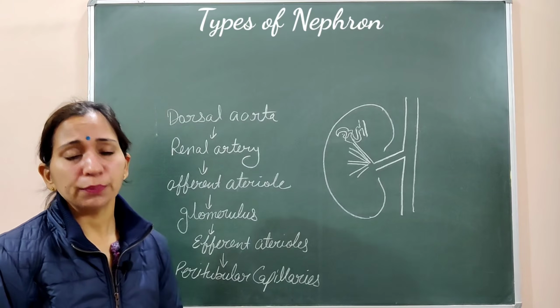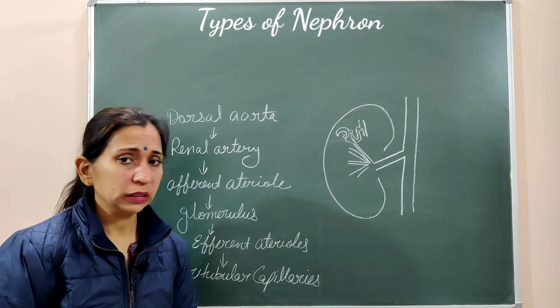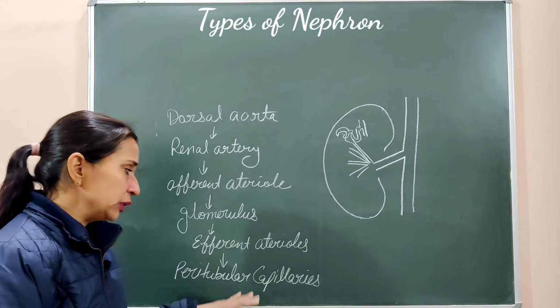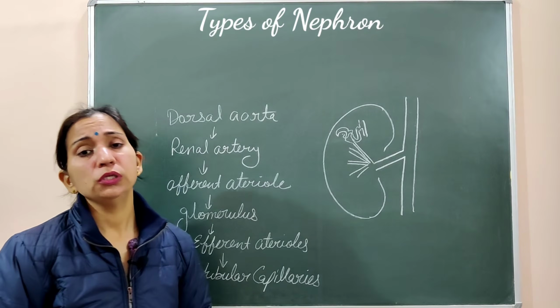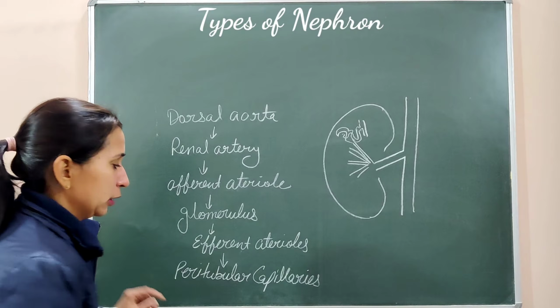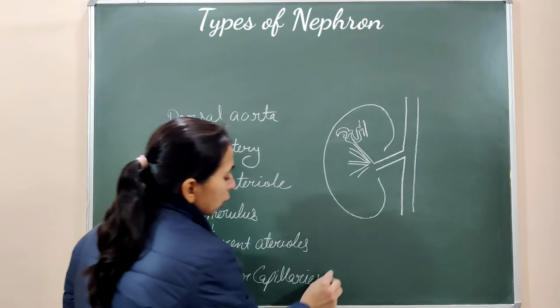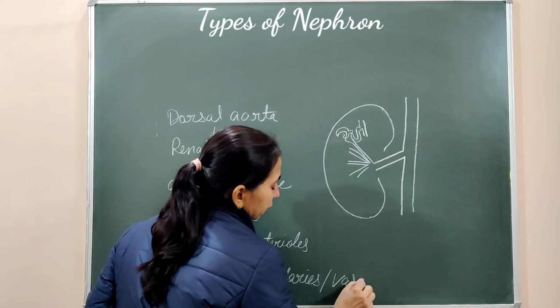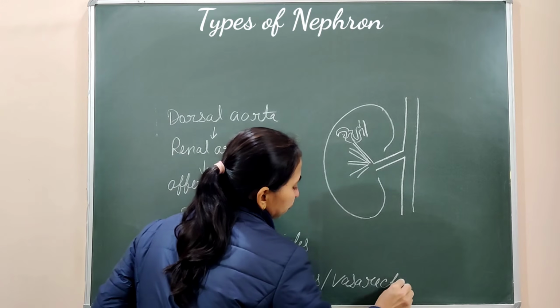These peritubular capillaries will surround the PCT and DCT, and from these peritubular capillaries, some capillaries will join around the loop of Henle, which will make the vasa recti. So it will make vasa recti also. Peritubular capillaries and vasa recti both are formed here.